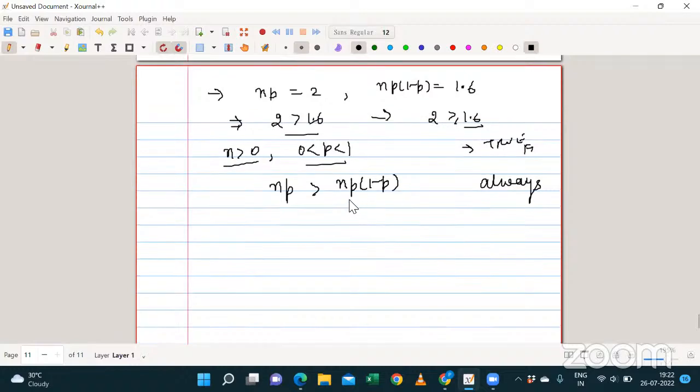So 2 is greater than 1.6, that's why it returns true. It's not because of equal, it's because it's OR. So OR means either any one condition satisfies, it will return true. But if it is AND, definitely it will not return true. And if you focus, my NP will always be greater than NP times (1 minus P). Yes, sir.